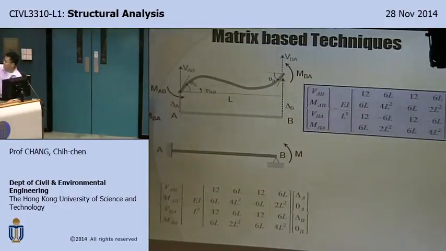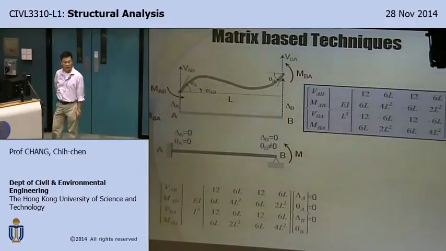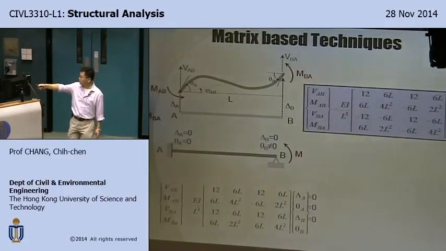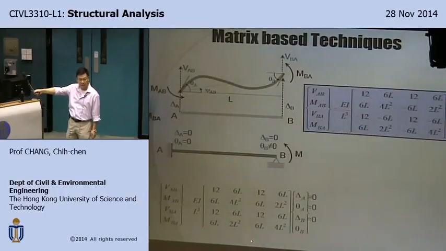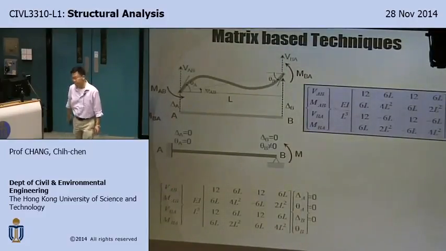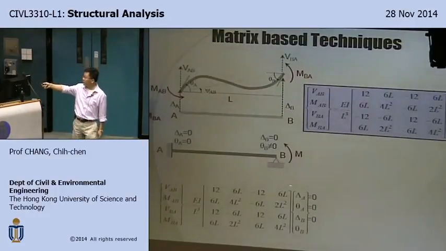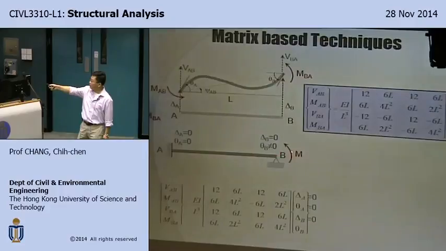Just put down everything here. This is point A, this is point B, point A, point B. At point A, displacement equals 0, rotation angle equals 0. At point B, displacement equals 0, rotation does not equal 0. So all of them equal 0 except one. So it tells you this: for the three columns there, no contributions. You only have the last column contribute to these forces. So if I apply a moment there at B, that moment should be here, right?